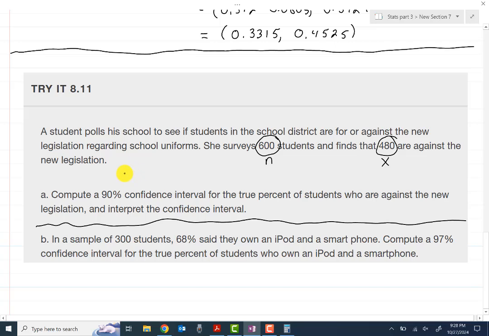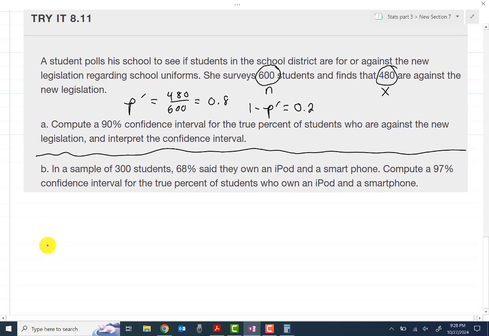So while I'm here, let me go ahead and get my p prime. That's 480 divided by 600. That's 0.8. 1 minus p prime will equal 0.2. And a 90% confidence interval will look like this.